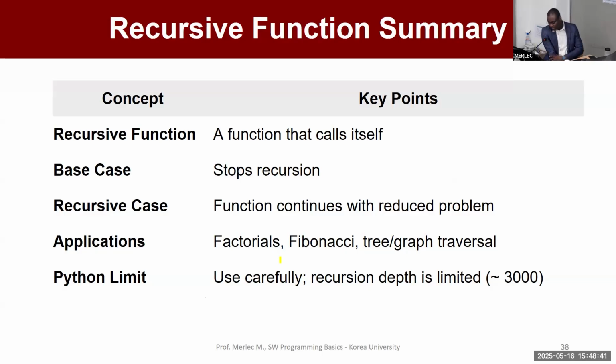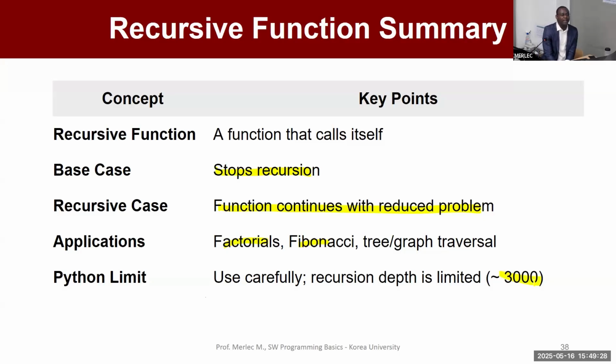Just to sum up, I can say that a recursive function is a function that calls itself. For you to build a recursive function, you have to satisfy the three laws of recursion. You need a base case for the stop or exit of the recursion. You need a recursive case where the function calls itself. And in terms of use cases, they can be used for factorial, Fibonacci, tree, graph, such kinds of repetitive operations. And remember that Python by default has a limit of 3,000 calls.